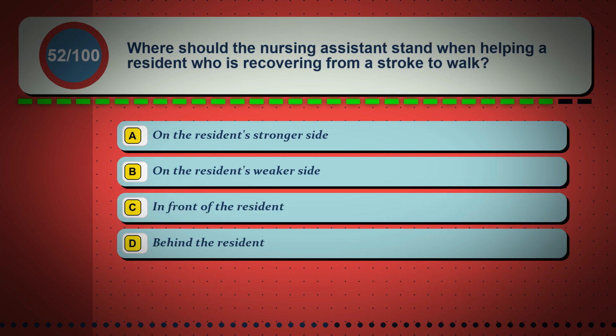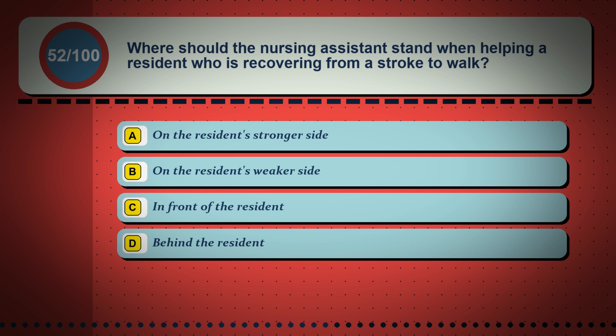Question 52. Where should the nursing assistant stand when helping a resident who is recovering from a stroke to walk? Option A, on the resident's stronger side. Option B, on the resident's weaker side. Option C, in front of the resident. Option D, behind the resident.